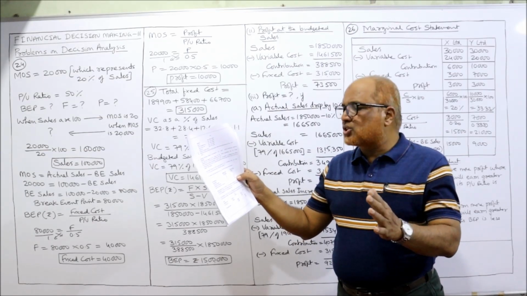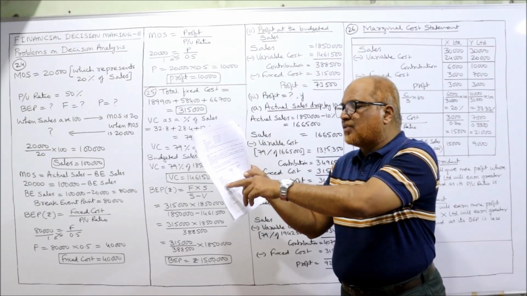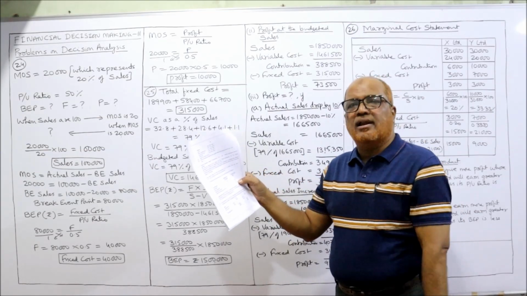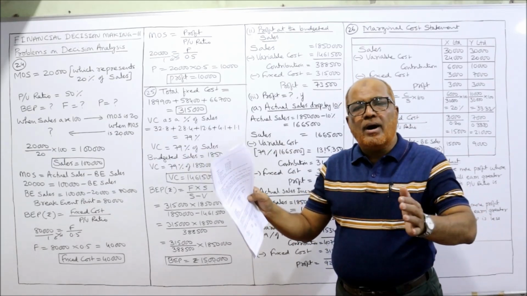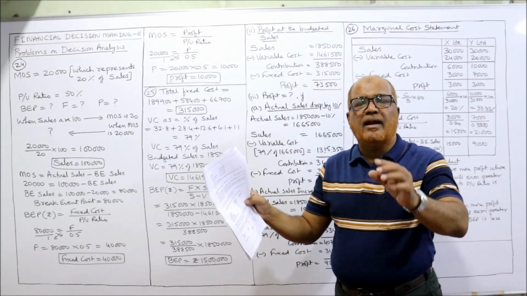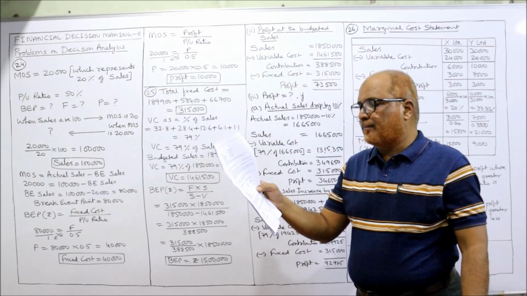So we have fixed overheads: factory overhead, distribution and general administration. We combine all the fixed overheads and take the total fixed cost.